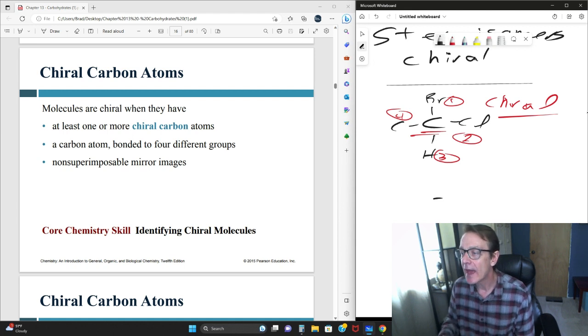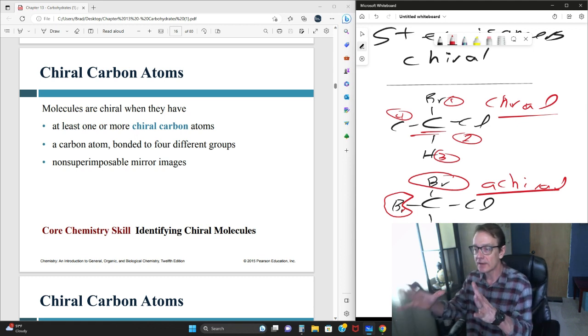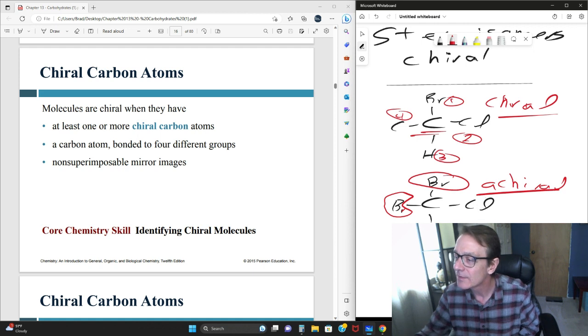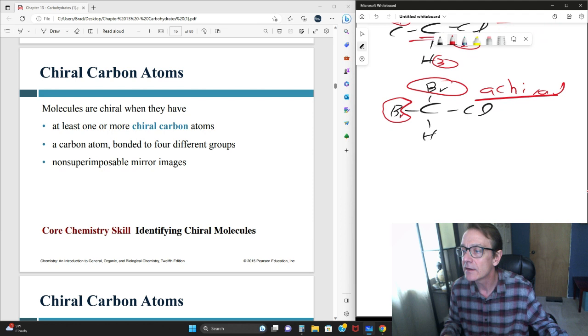Now, if something had, let's say, a bromine, another bromine, a hydrogen, and a chlorine, this would be achiral because you have 2 things right here in bromine that are the same. So the mirror image are going to be superimposable on one another. If that doesn't make sense at the moment, let's look at what that actually looks like.